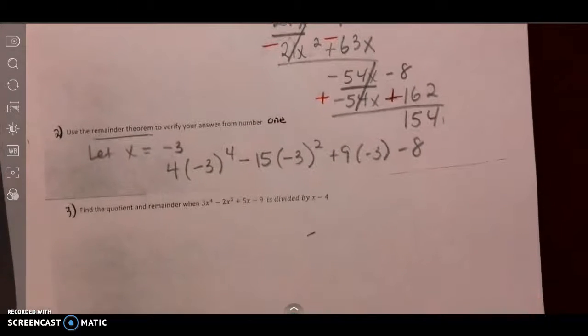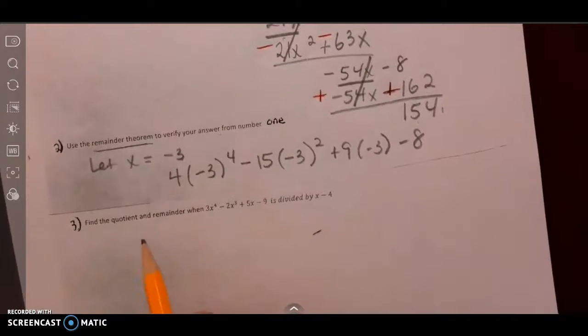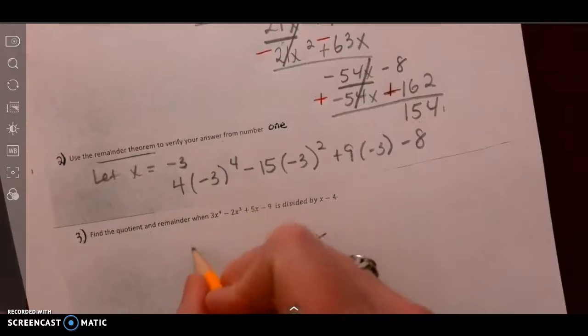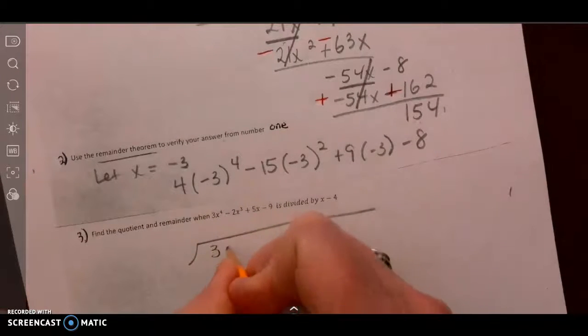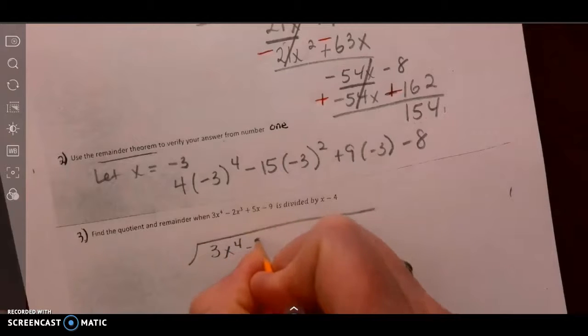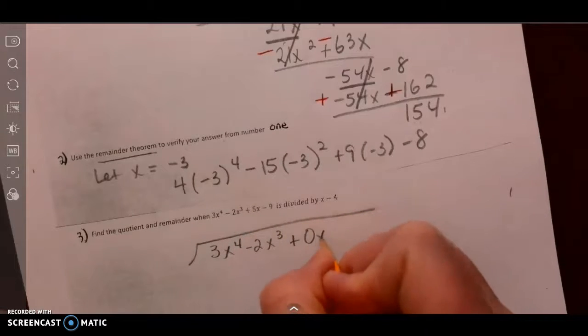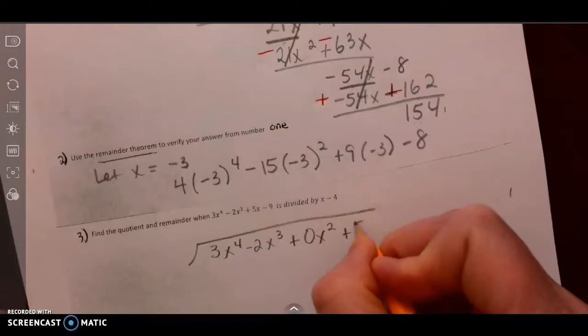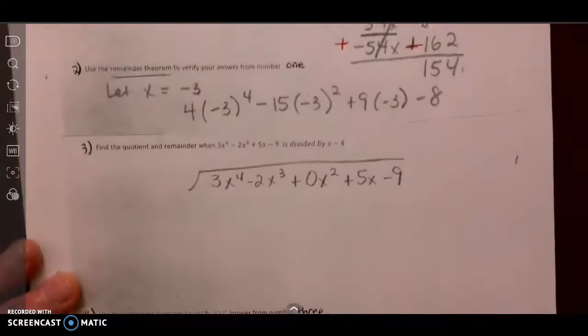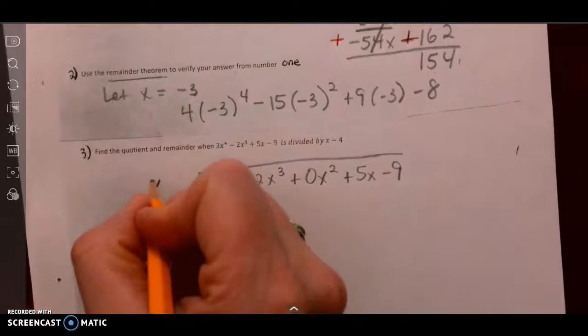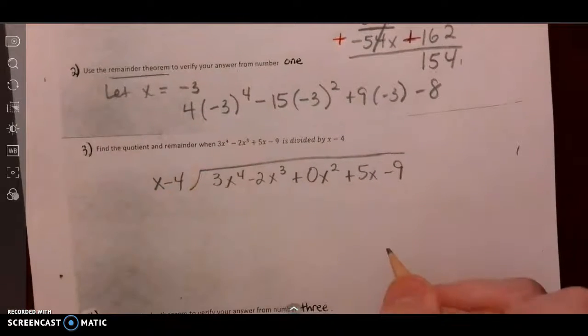Let's do another one. So we're going to do the exact same thing, find the quotient and remainder. So if I don't make any mistakes on this one, let's see. 3x to the fourth minus 2x cubed. There is no x squared term, so I'm going to put in a placeholder. Plus 5x minus 9. And I'm dividing by x minus 4.